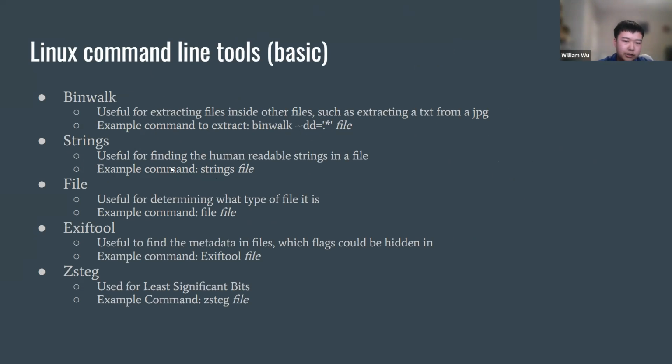I already talked about strings. Basically finds human readable stuff. File basically tells you what file type it should be. EXIF tool is used to find metadata in files. I think I already talked about that tool. And then there's zsteg, used for least significant bits. We're not really going to use this either. It could be useful.